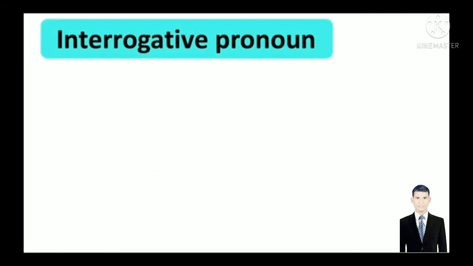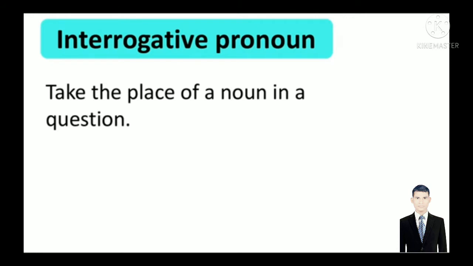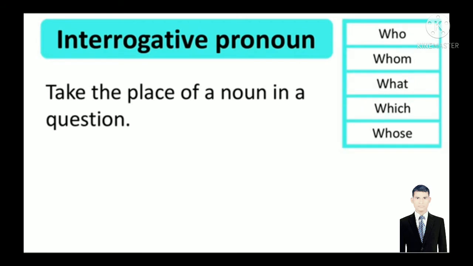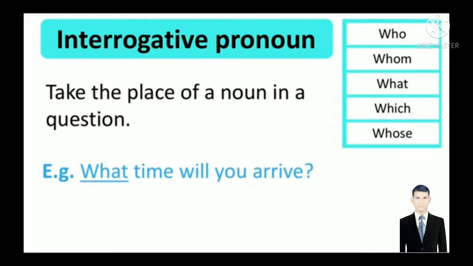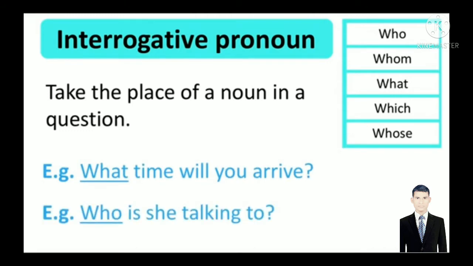Interrogative pronoun. This type of pronoun takes the place of a noun in a question. This includes who, whom, what, which, whose. For example, what time will you arrive? Who is she talking to?